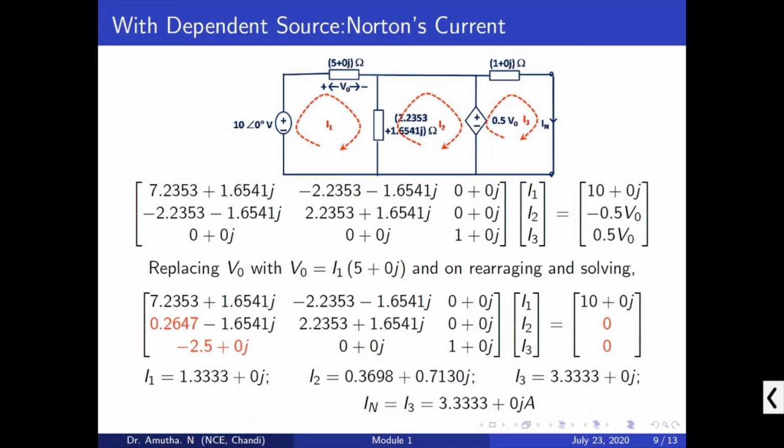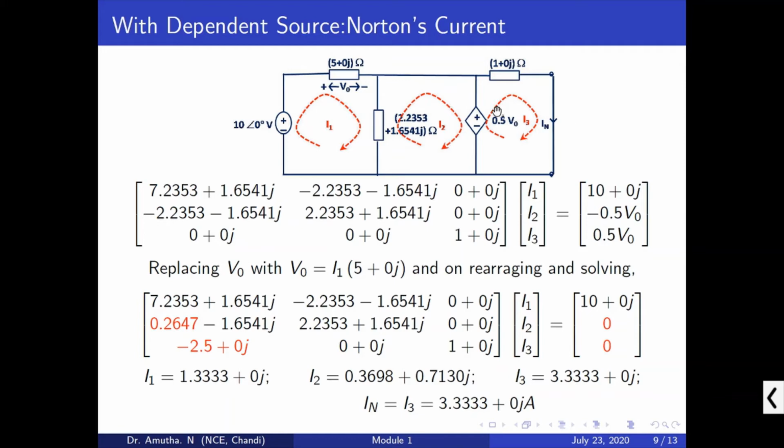Now we will try to find out the Norton current. For finding the Norton current, we have to short circuit the desired terminal, and we have to find out what current is flowing through this particular short circuited desired terminal.